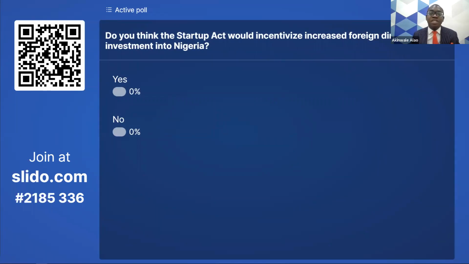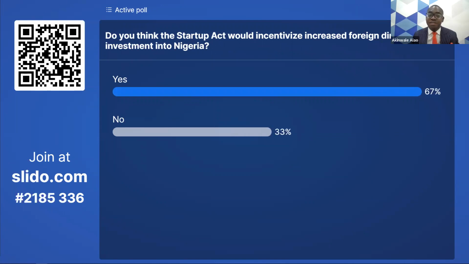Okay, so the second question is, do you think the Startup Act would incentivize increased foreign direct investment into Nigeria? We've talked about startup dollars, about tech dollars. Foreign direct investment has been on the decline over the last couple of years. Will this piece of legislation help reverse that trend? Will it result in more unicorns being created? Would it result in foreign investors pouring in billions of dollars into innovative companies in Nigeria that can transform the digital technology ecosystem in Nigeria, in Africa, and globally?